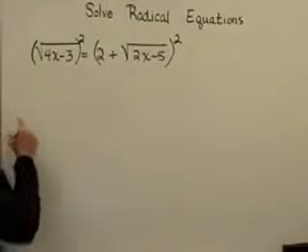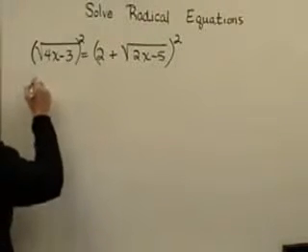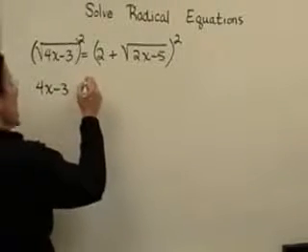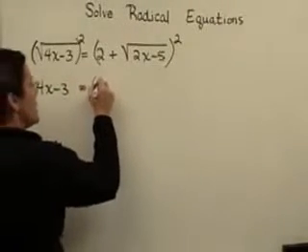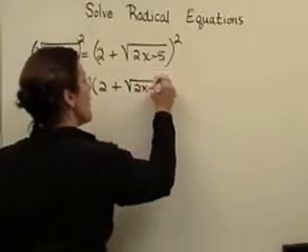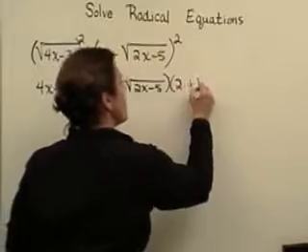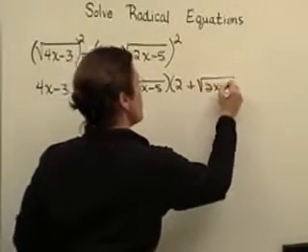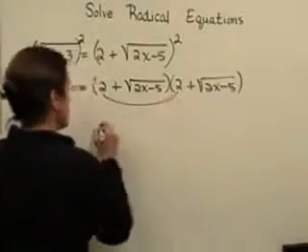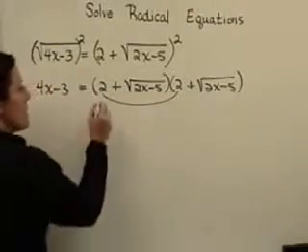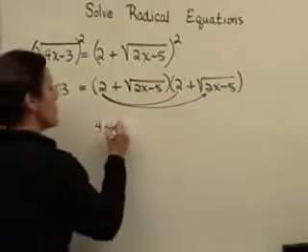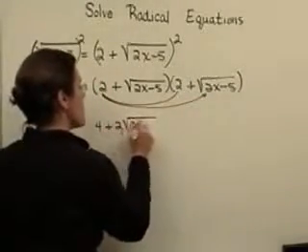On the left-hand side, simple enough. The square root of 4x minus 3, squared, is just 4x minus 3. However, on the right-hand side, I have a large binomial that I need to square, and in order to be real careful, I'm going to write it out two times so that I can be sure to FOIL this properly. So let's take the first terms. 2 times 2 is 4, and then here I'm going to have 2 times the square root of 2x minus 5.